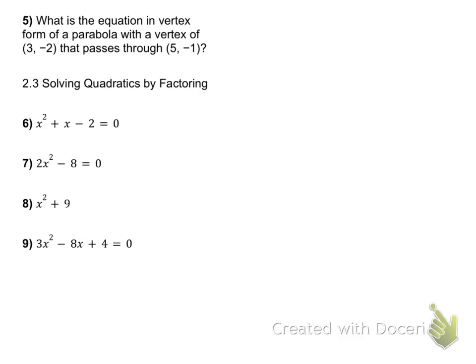Number 5, vertex, so 3 would be h, negative 2 would be k, 5 would be x, negative 1 would be y. I'm plugging that into my vertex form, y equals a times x minus h squared plus k. And so I'm solving for a. Once I get a, I can write the vertex form, which is what it's asking for.